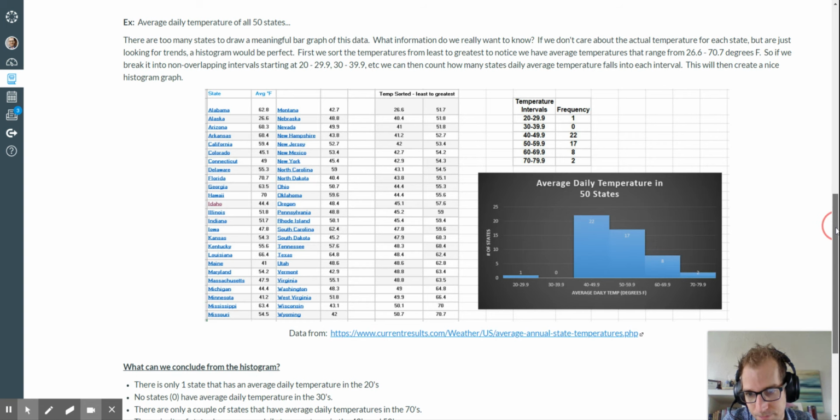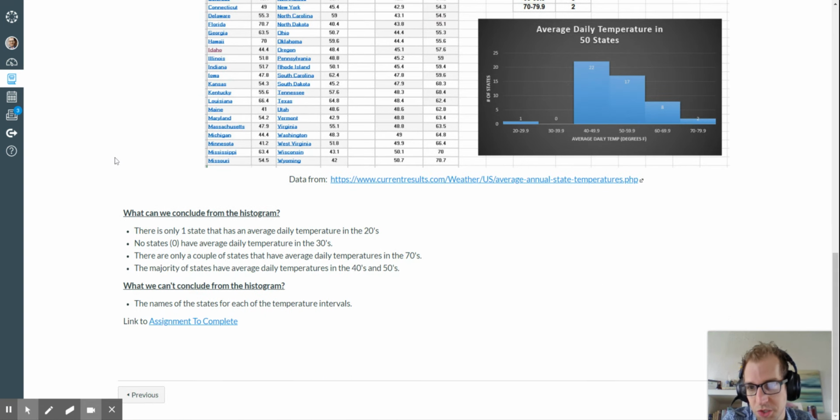All right, so what can we conclude from a histogram? It looks like there's only one state that has an average daily temperature in the 20s. I bet you guys can't guess what state that is. No states have an average daily temperature in the 30s. Once again, there was nothing in that interval. There are only a couple of states that have an average daily temperature in the 70s. So there's only a couple that are really, really warm.